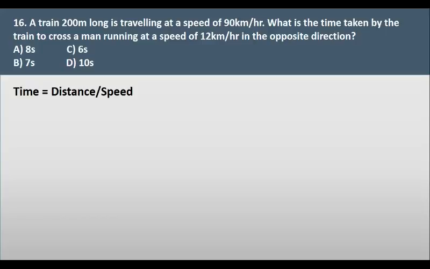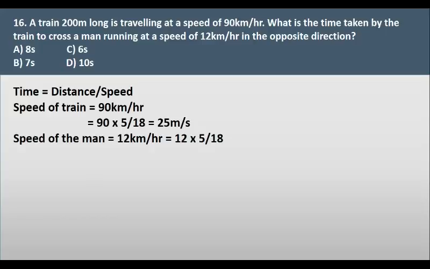Time is equal to distance divided by speed. But here the length is in meters and speed is in kilometers per hour. So it's better to convert the speed to meters per second to solve the problem to avoid confusions. 90 kilometers per hour may be converted to meters per second by multiplying it by 5 by 18. Doing so, we get 25 meters per second.